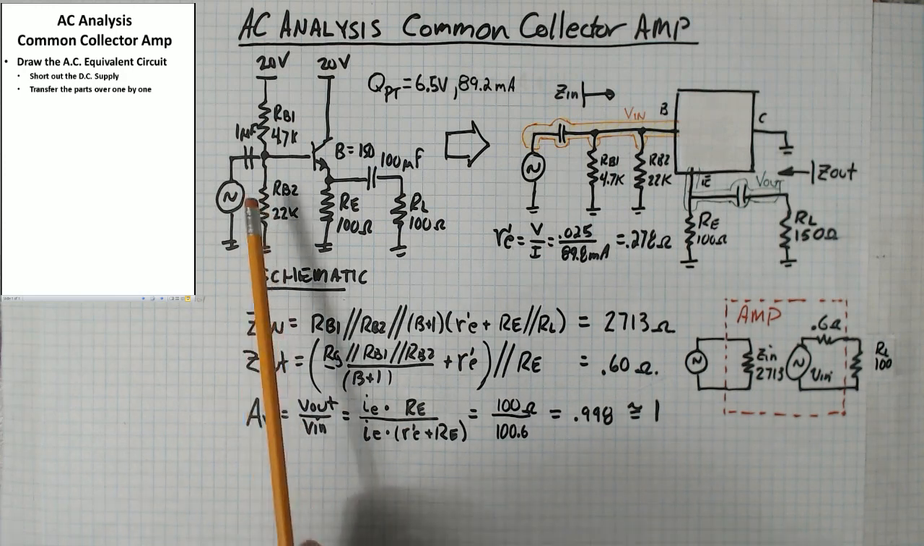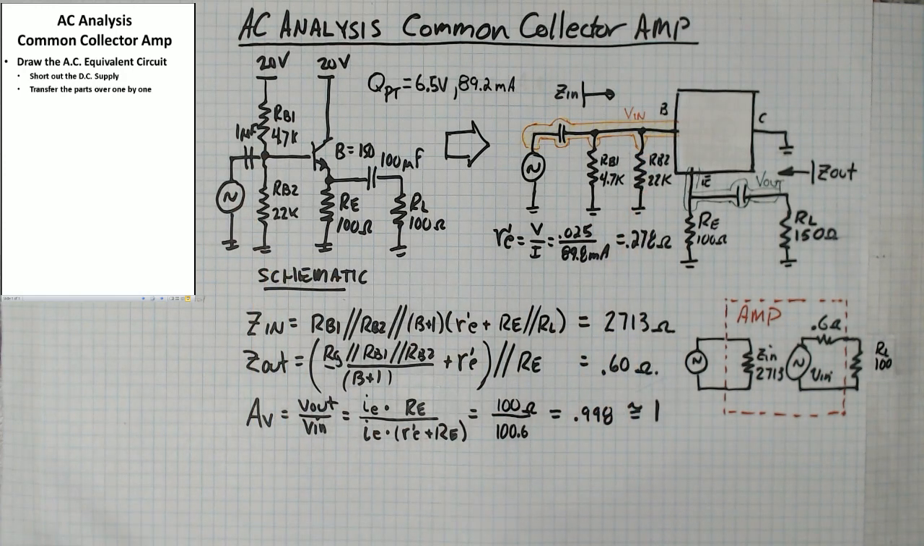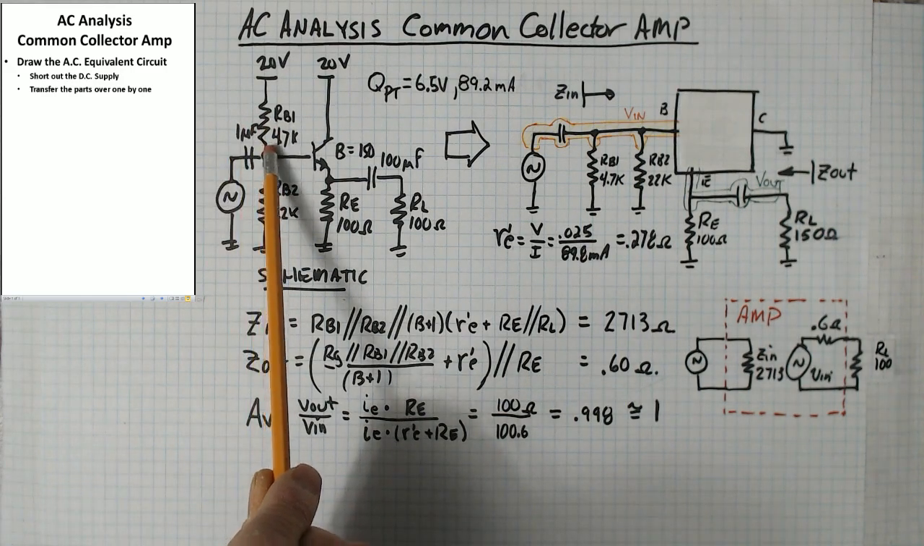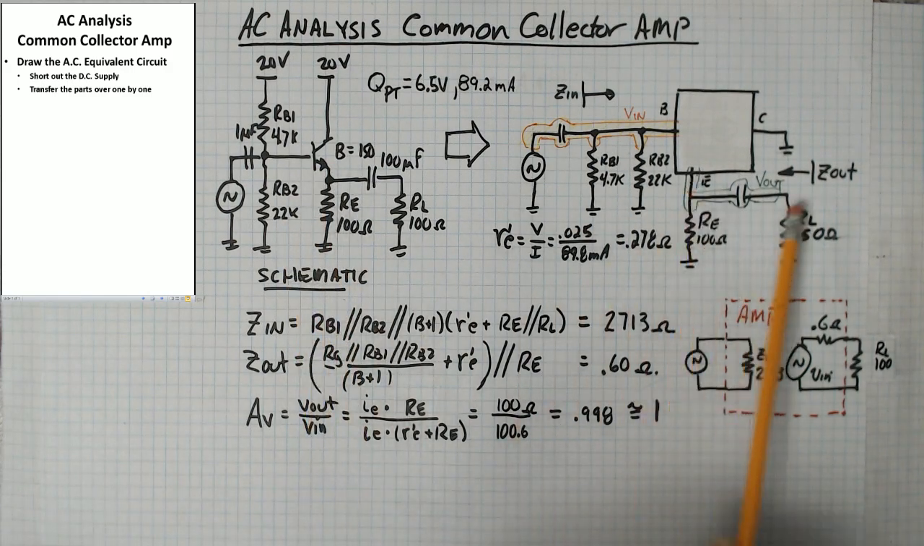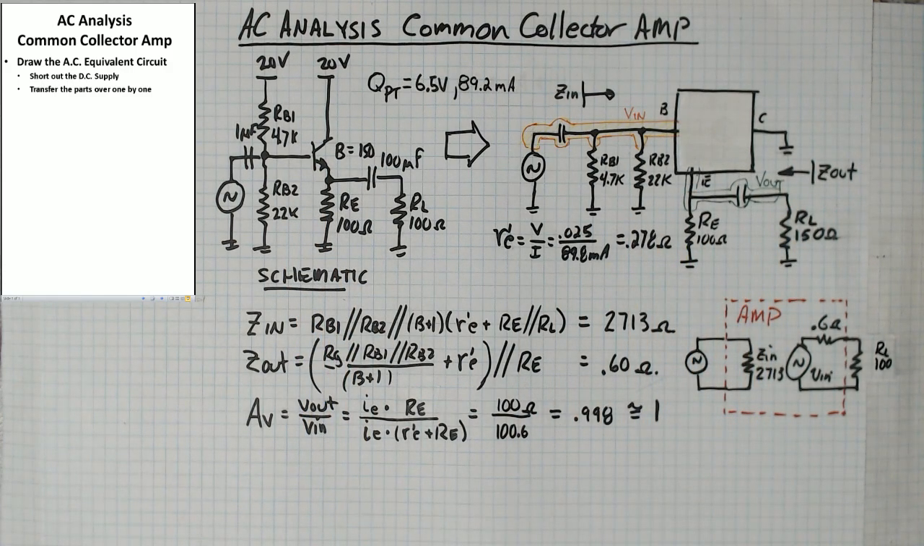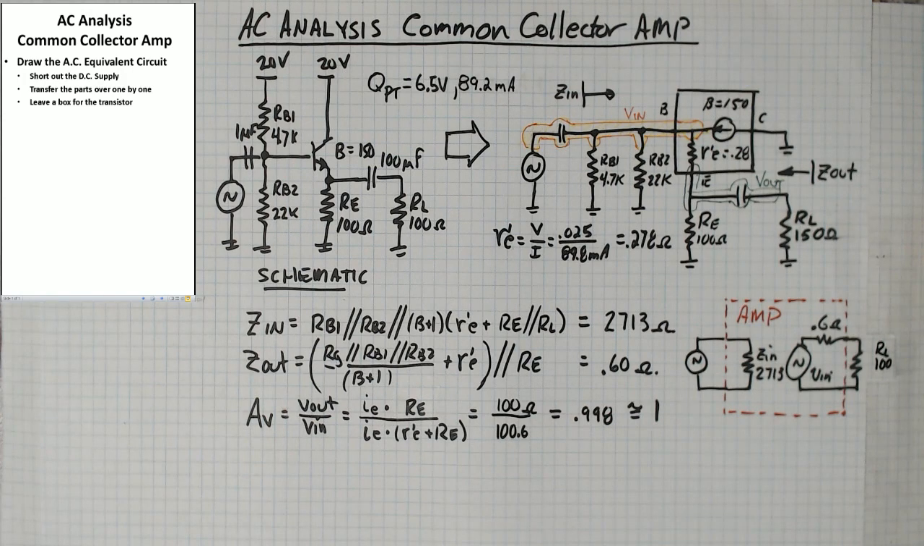So you take a look and, okay, RB2 is between the base and ground, and there it is, same point. RB1 is between the base and also ground, because the 20 volt supply is taken to ground. So that goes there. RE is from the emitter to ground, and there's RL. Now, while I draw that, I leave a box for the transistor, and I work around it and do the other parts. Then when I'm ready, I put my appropriate model in the box.